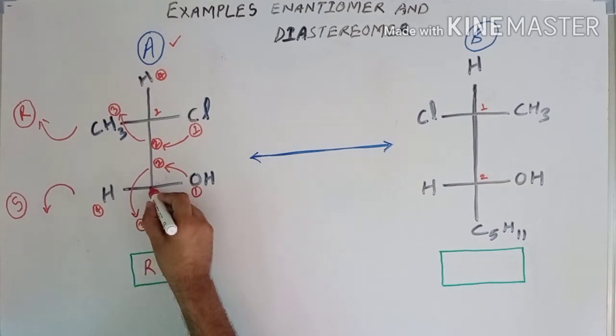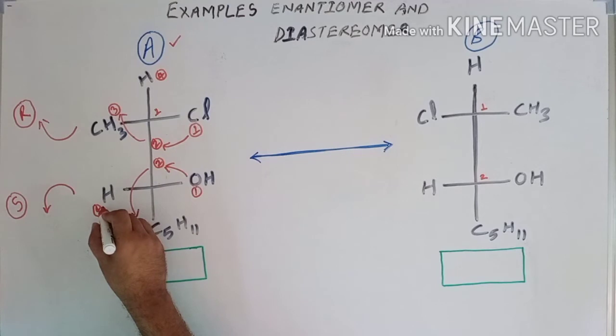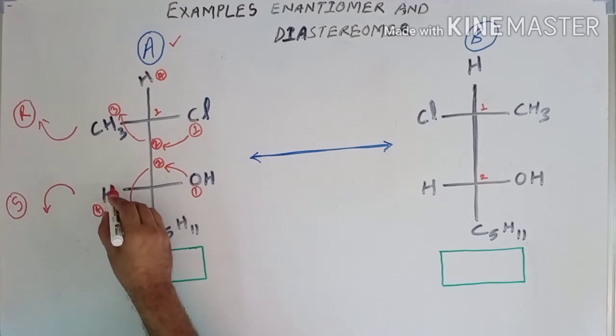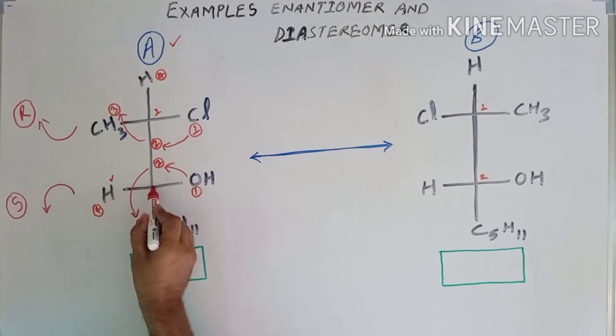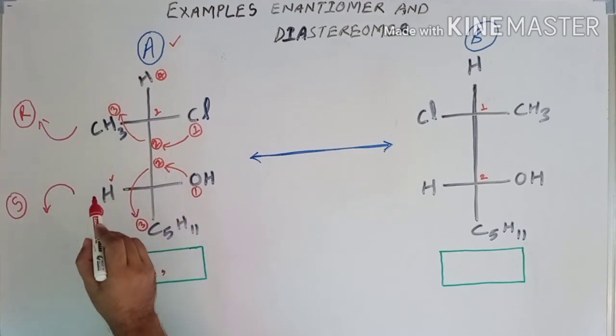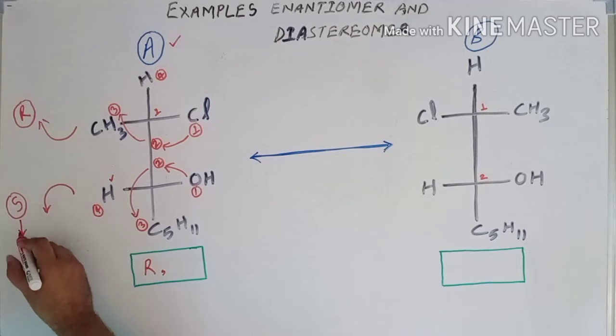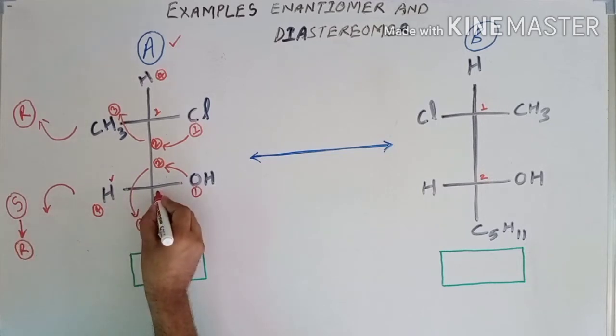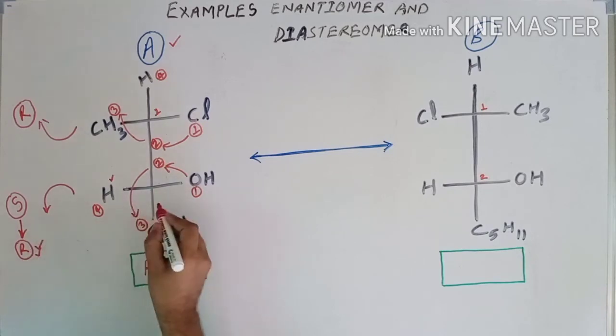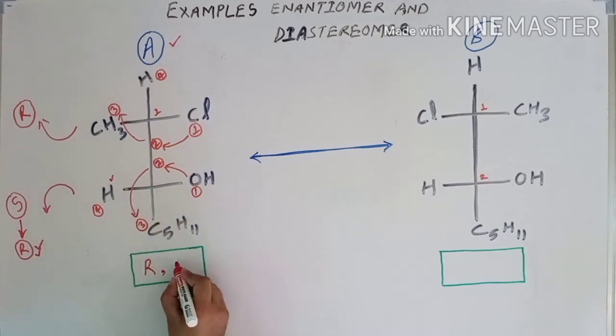Here this carbon has the lowest priority group hydrogen, and its position is vertical. It is vertically placed over this chiral carbon. If the lowest priority group is on a horizontal position, the configuration of that carbon reverses or flips from S to R. So this carbon has final configuration what? R. So this is again R.